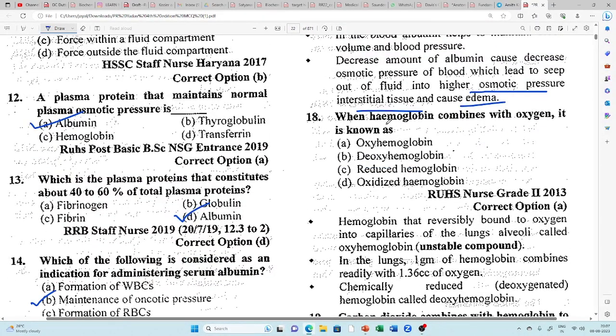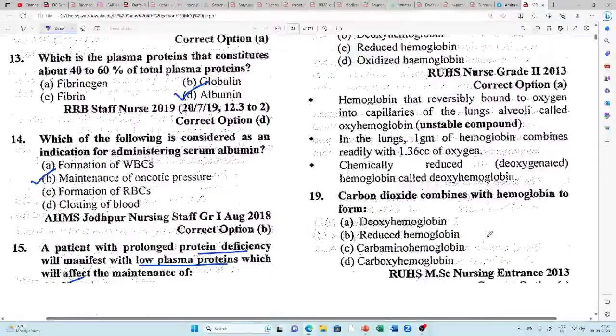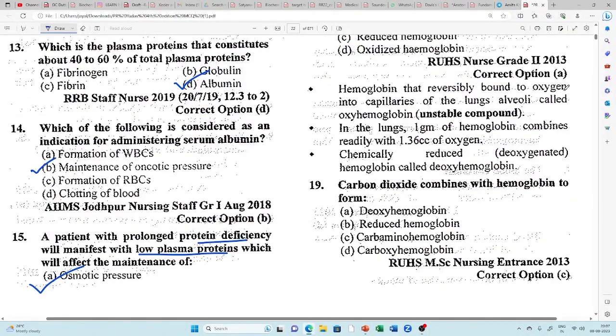Next, when hemoglobin combines with oxygen, it is known as oxyhemoglobin. Correct option, oxyhemoglobin. Hemoglobin that is reversibly bound to oxygen in the capillaries of the lungs, the alveoli, is called oxyhemoglobin, but it is an unstable compound.